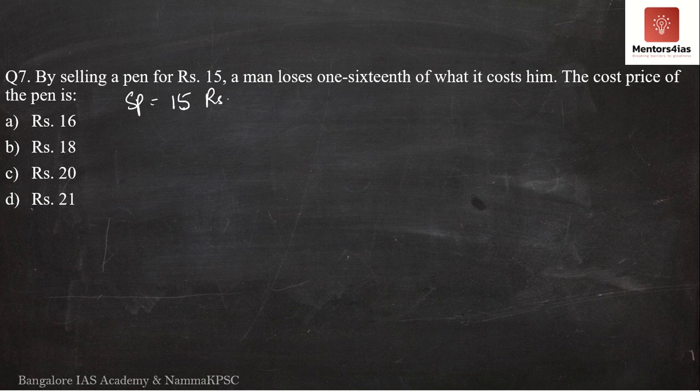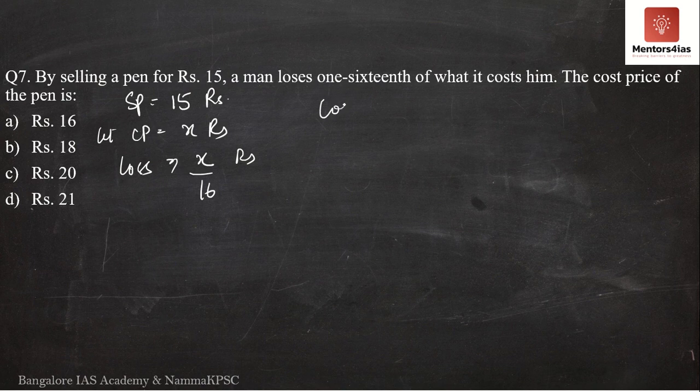He is selling this at rupees 15 at a loss. What is the loss? 1/16th of the cost price. So let me assume the cost price to be X rupees. If cost price is X rupees, what is the loss? Loss is 1/16th of the cost price. Loss is X by 16 rupees.